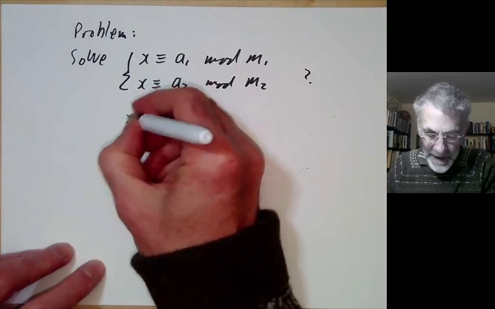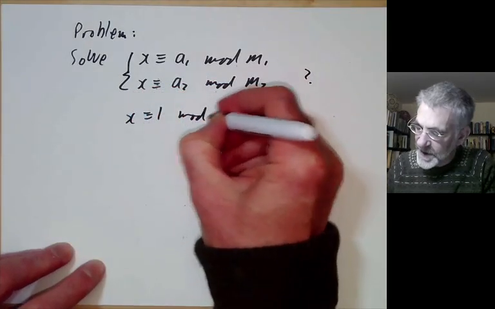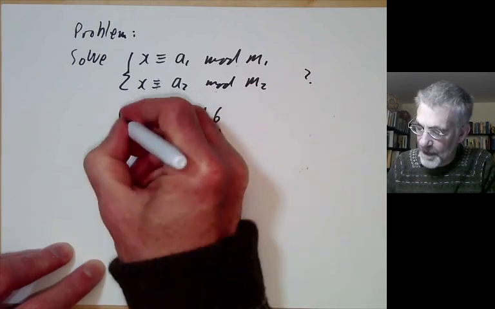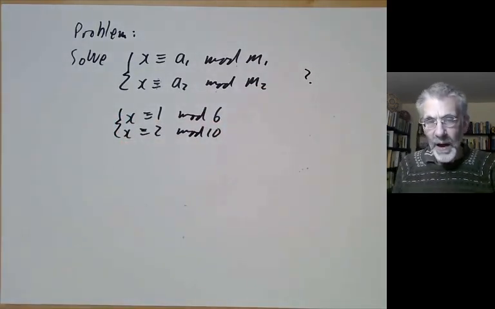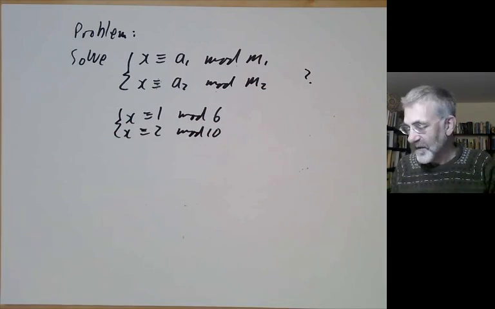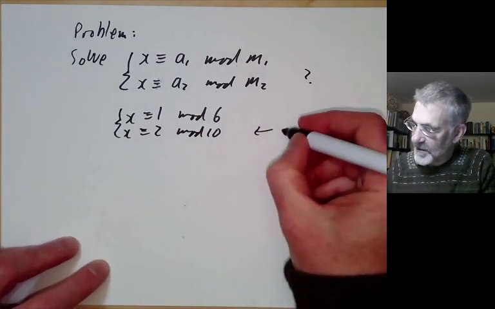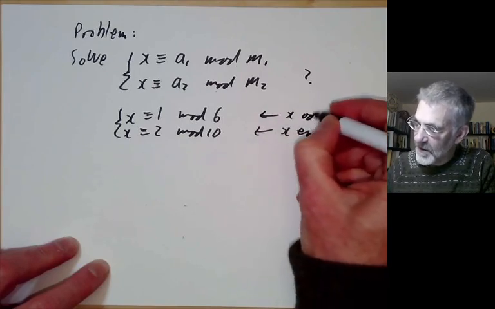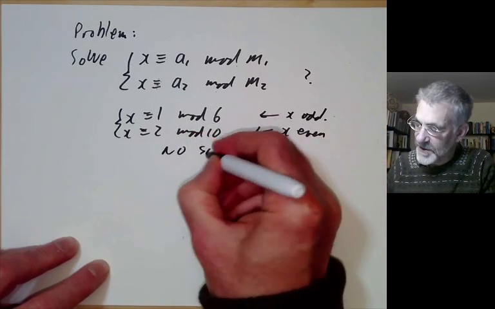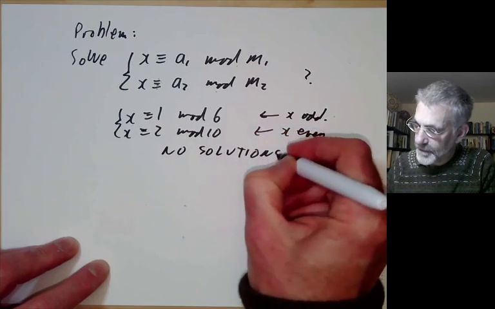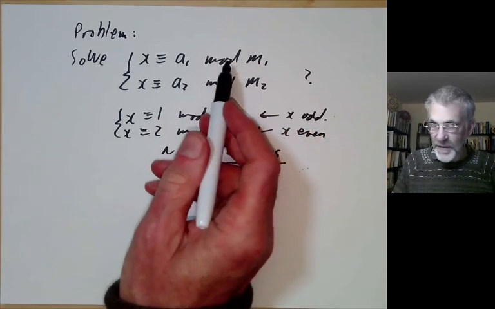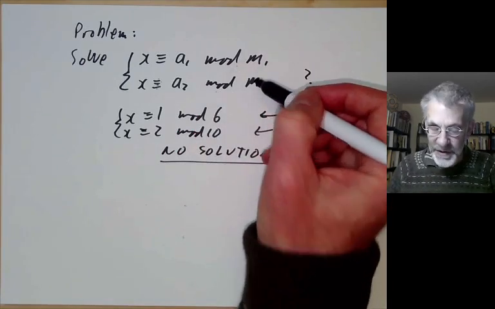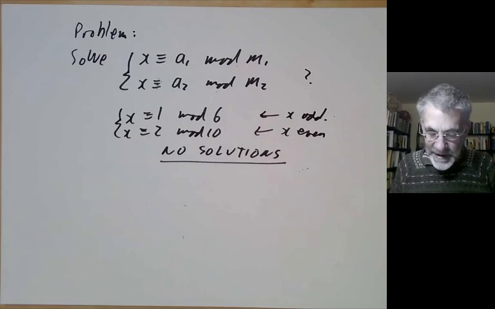Well, let's try x is congruent to 1 mod 6, x is congruent to 2 modulo 10, and try and find a solution. Well, that's not going to be very easy, because this equation here implies x is even, and this equation here implies x is odd, so there are no solutions. So in general, if we've got two linear equations with different numbers m1 and m2, we can't generally solve it.